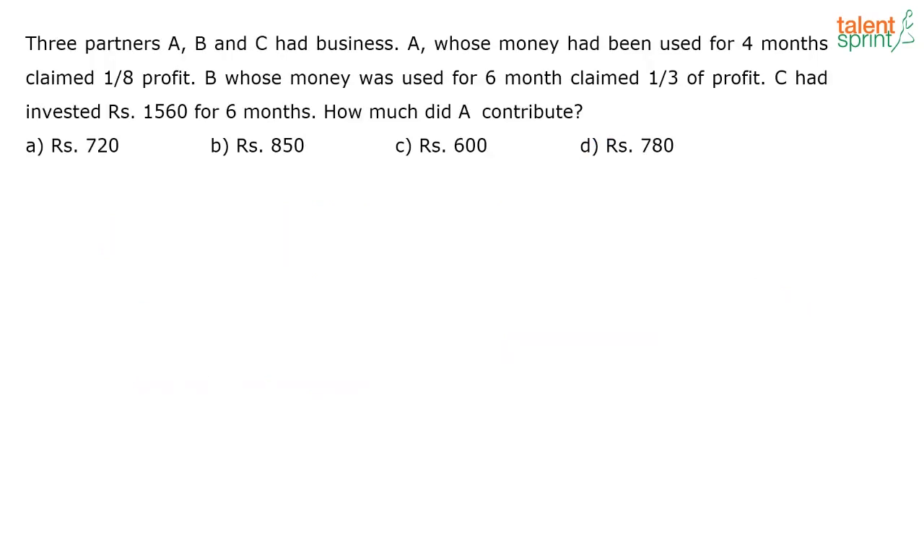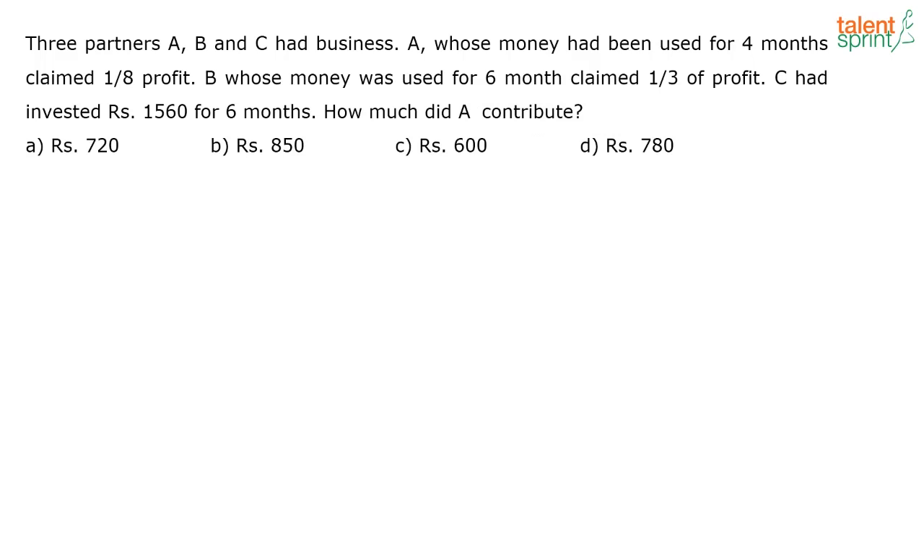Next one. 3 partners A, B and C had business. A, whose money has been used for 4 months, claimed 1/8 of the profit. B, whose money was used for 6 months, has claimed 1/3 of the profit. C had invested rupees 1560 for 6 months. How much did A contribute? So how do you solve this question? Try it and give me the answer.